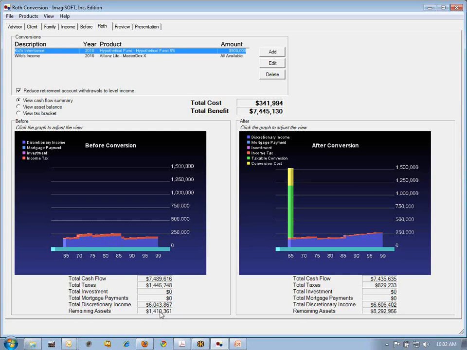Okay, the remaining assets when you pass away is $1.4 million. That's what goes to your children on the before side. On the after side, $8 million. Okay, why the difference? Let's look at this.